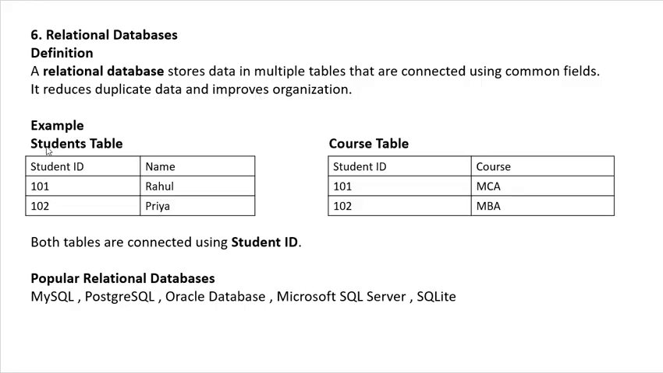The example: a student table has student ID and name, and a course table has student ID and course. The relationship is that both tables are connected using the student ID; both tables have one column, student ID. Popular relational databases are MySQL, PostgreSQL, Oracle Database, Microsoft SQL Server, and SQLite.